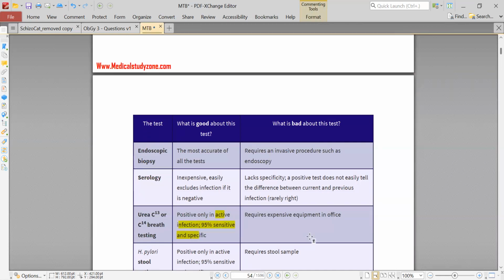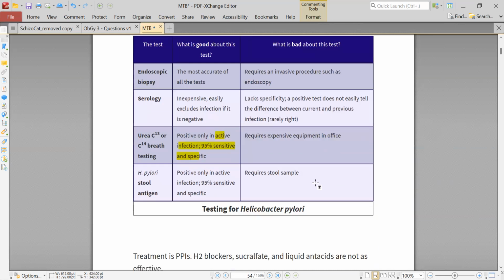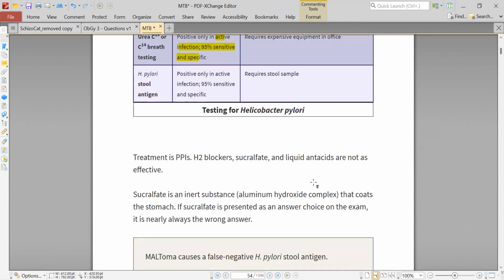Active infection only requires special equipment. The H. pylori stool test is positive 95% of the time. It is sensitive and specific. So to test for H. pylori, you require a stool sample.